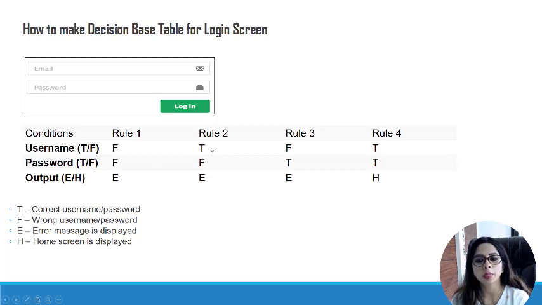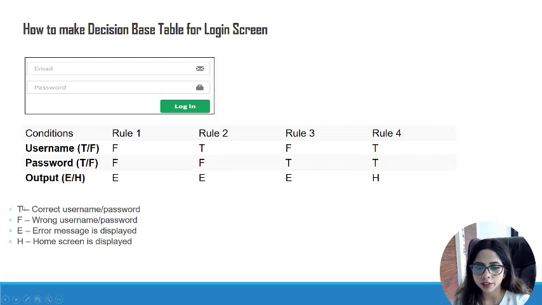Rule 2 is about having one input as true and the other input as false. The AND gate says that if one is false, the output will be false. So again the output is an error. Rule number 3, first input is false, second input is true. Again the AND gate says that the output will be an error. Rule number 4 says that if both the inputs are true, then the output will be true. So here the home screen will be displayed.